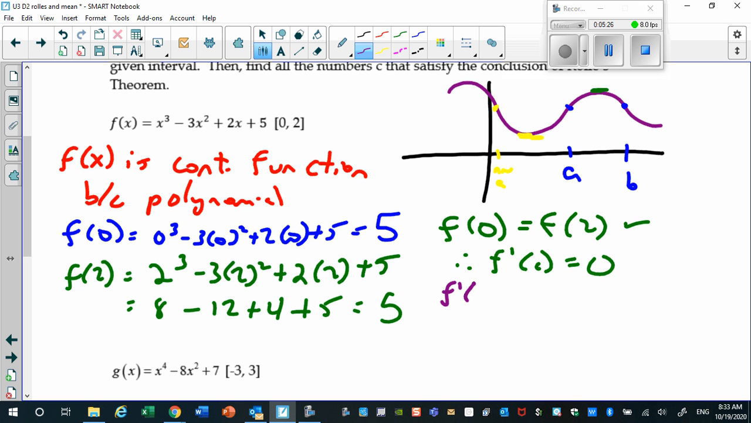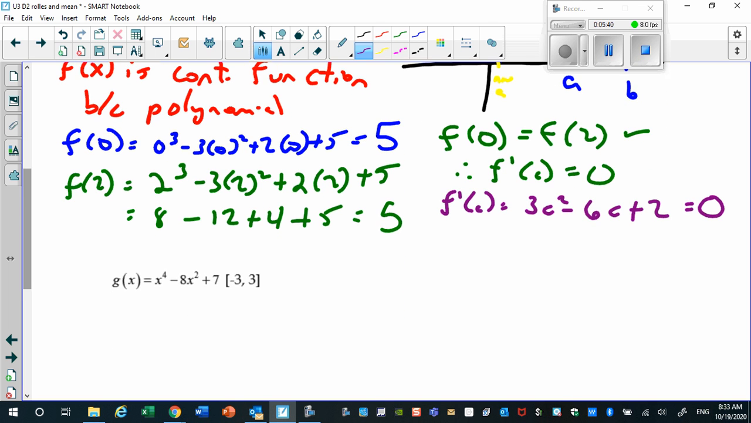So f prime of c is going to be 3c squared minus 6c plus 2. And I'm going to say that that has to equal 0. And now I'm going to figure out where that's true. Well, if I think about factoring this, I have to know the factors of 6, because that's a times c, that add to be negative 6. And there are no factors of a times c that equal negative 6, but it is a quadratic, so you know what I can use?